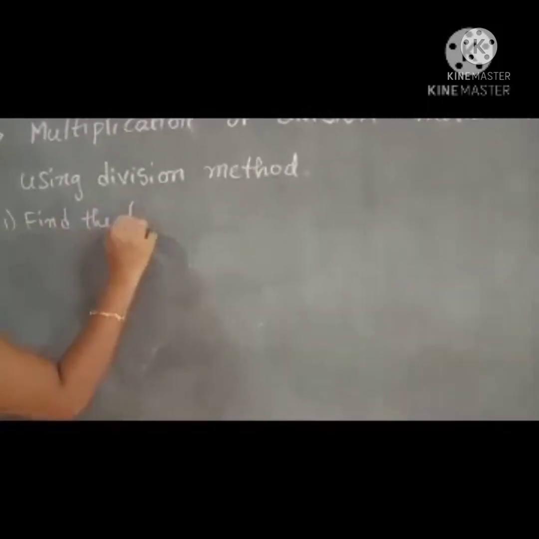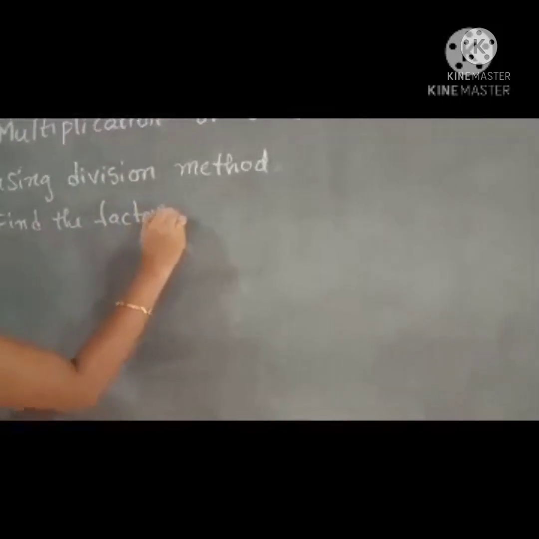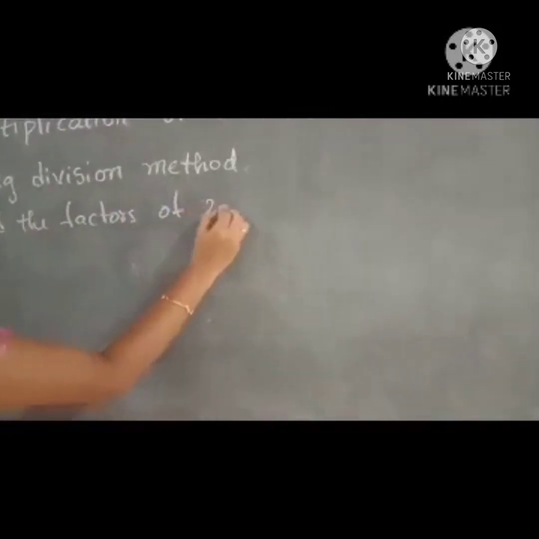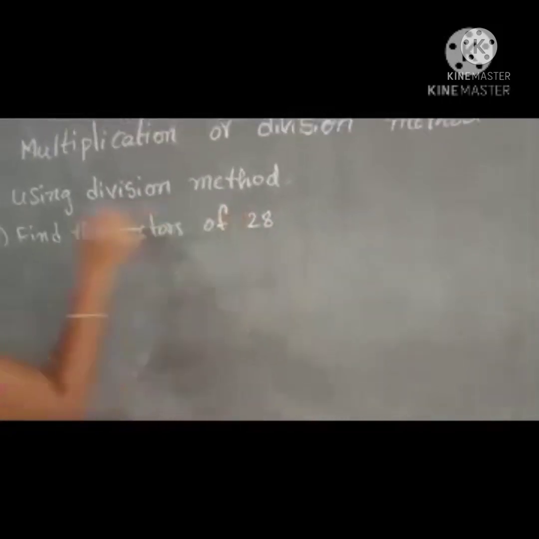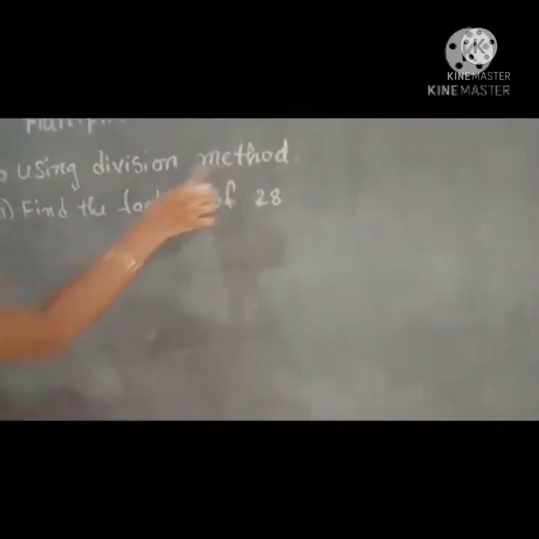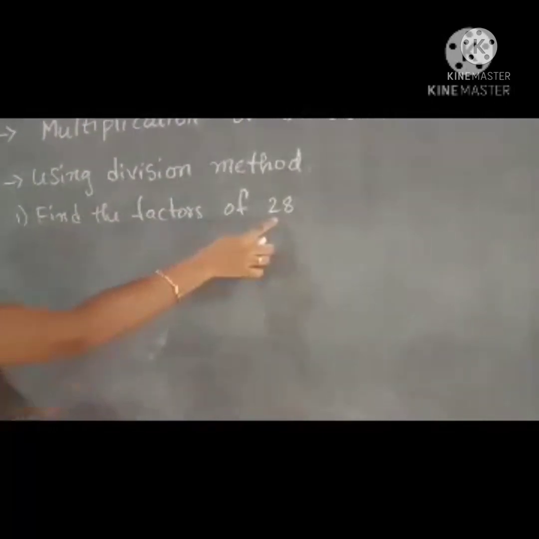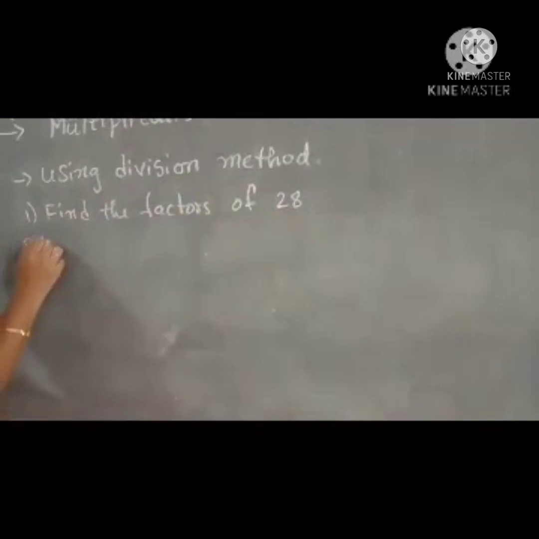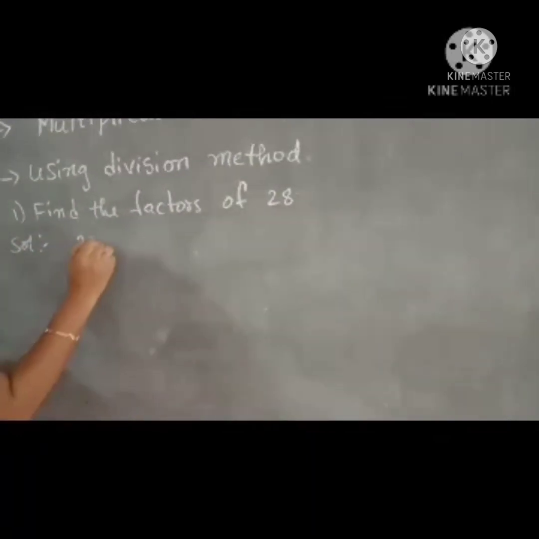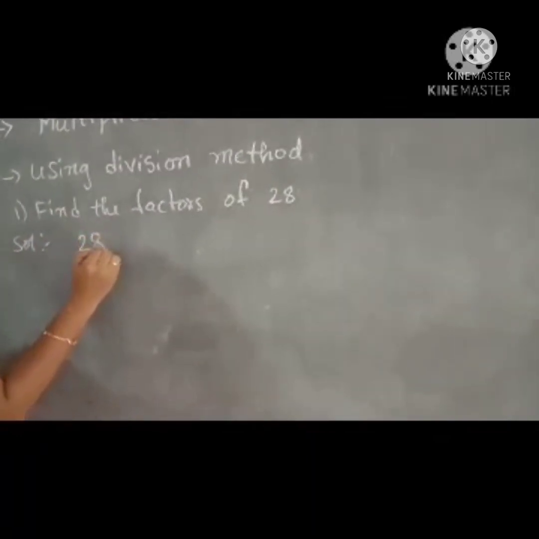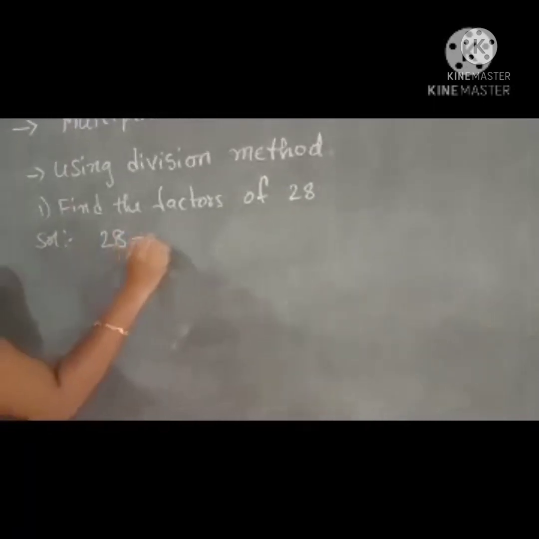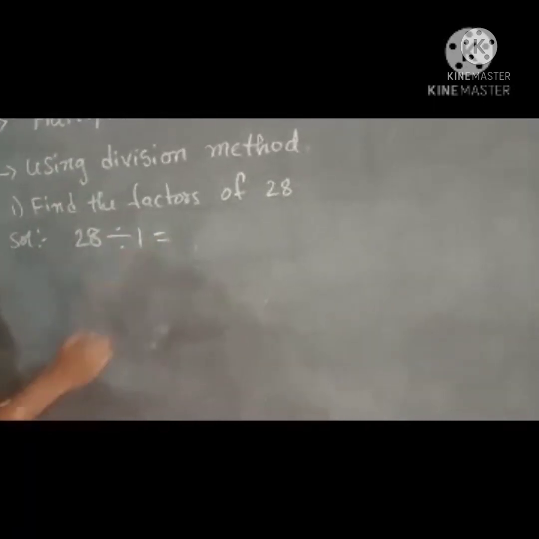Find the factors of 28. Here also we are taking the number 28. Using the division method, we are finding the factors of 28. See the solution now. First we have to write the number 28. First, which number do we have to write? 28 divided by 1 is equal to how much?